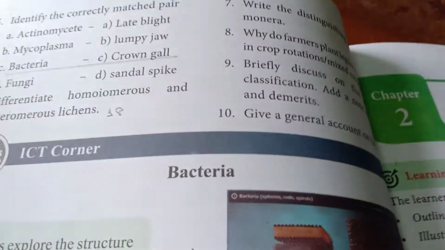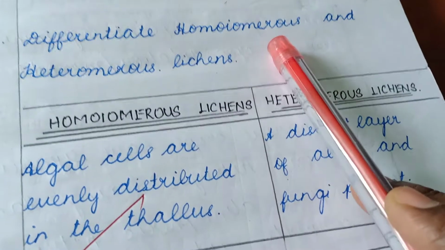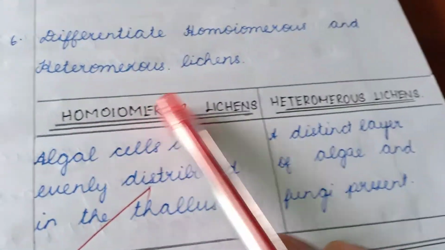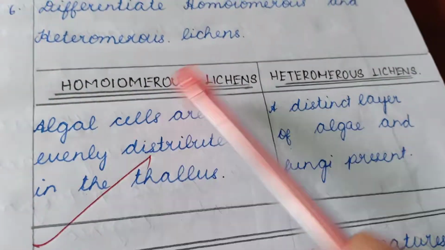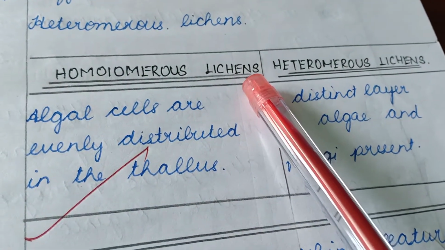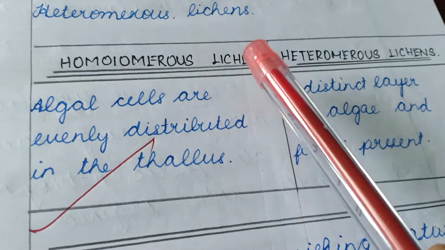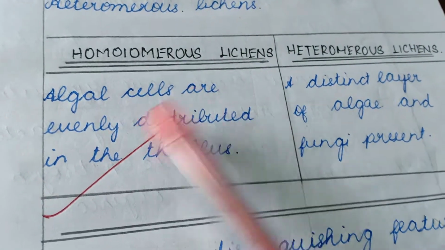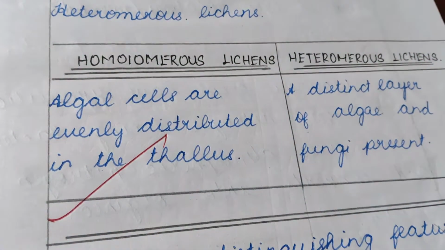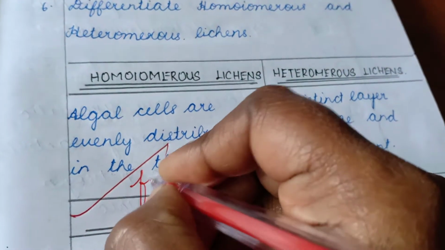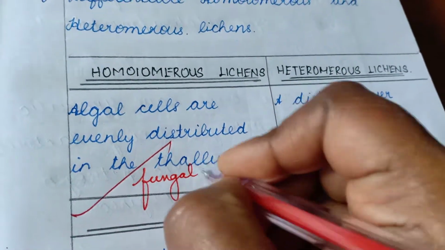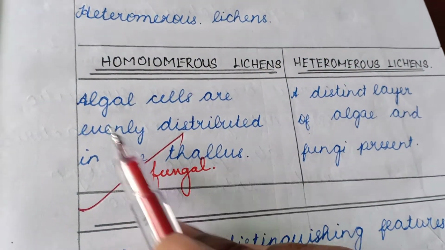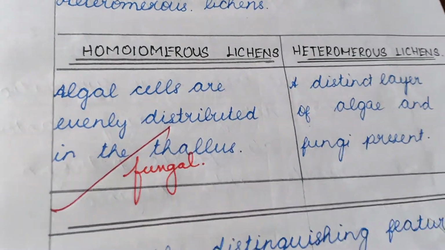Now we'll move on to the question answers. You've got 6 questions. The 6th question is differentiate homoiomerous and heteromerous lichen. It's a simple answer. Lichen is a combination of algae and fungi. In homoiomerous lichen, the algal cells are evenly distributed in the fungal thallus.